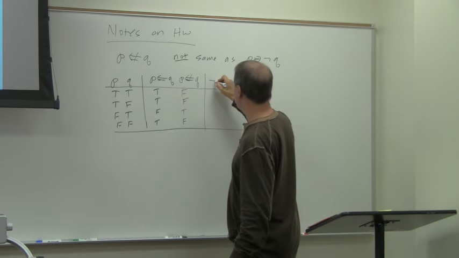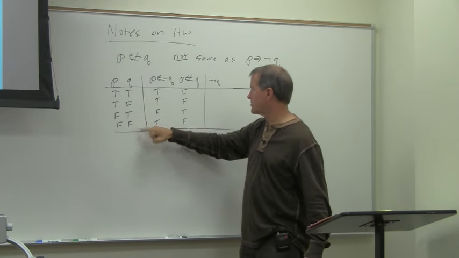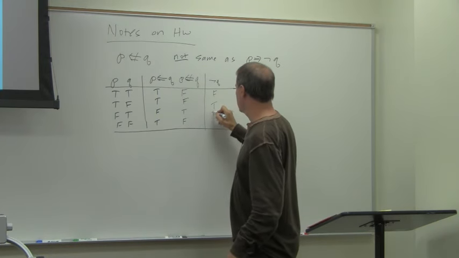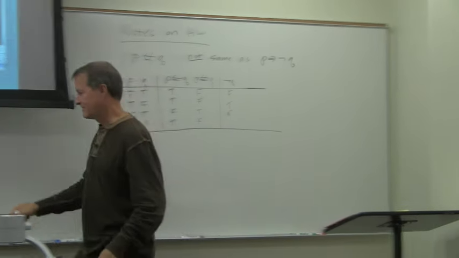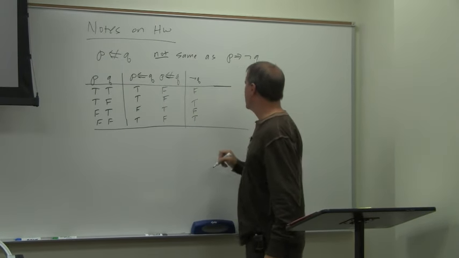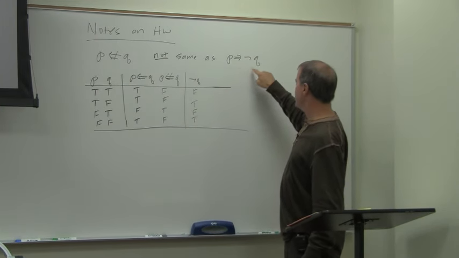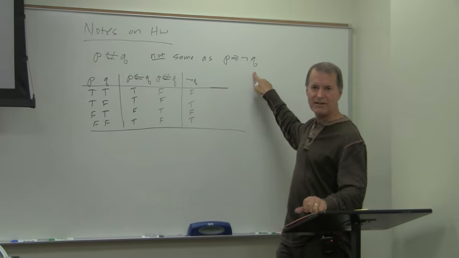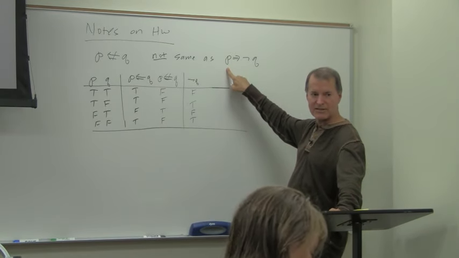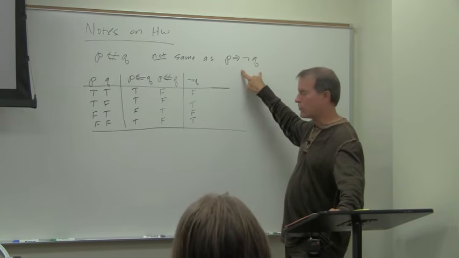Now, this is P implies not Q. So let's do not Q. All right. So Ben, if Q is true, false, not Q is what? False, true. And now, Josh, what is this? P implies not Q. So there's only one place where this can be false, right? It's when that one's true and this total thing's false.